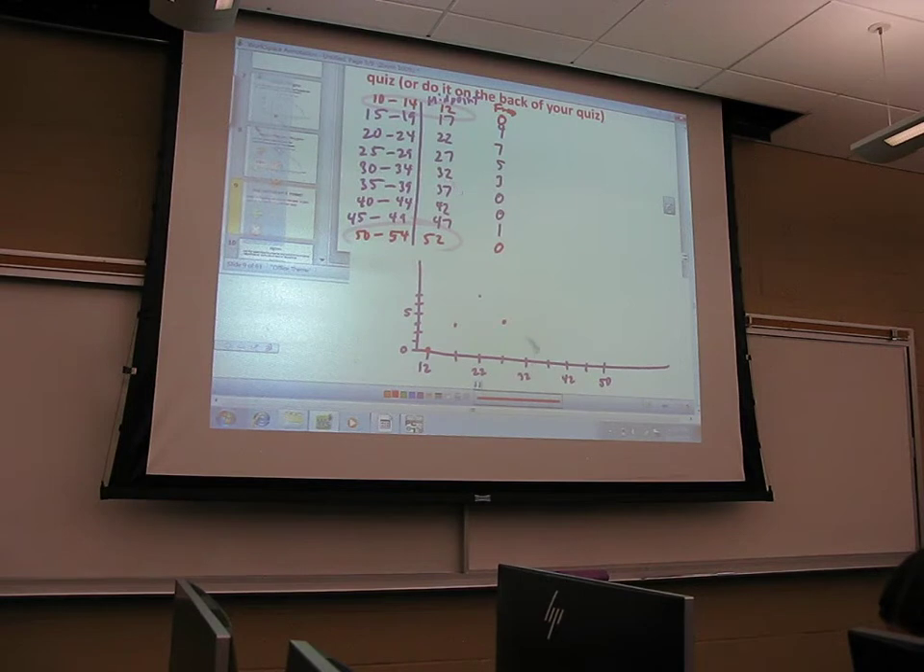1, 2, 3. Oh, did I miss one in there? 1, 2, 3, 4. My bad. So that's in the wrong spot. That's 5. That's 7. So these are actually off a little bit. My bad. Sorry, let me do this again.